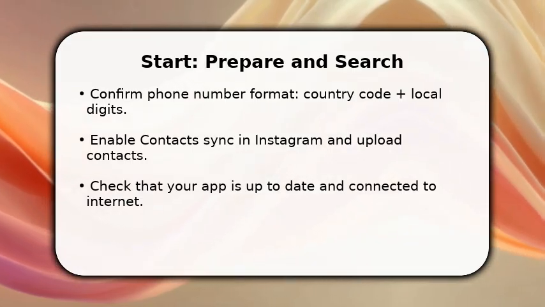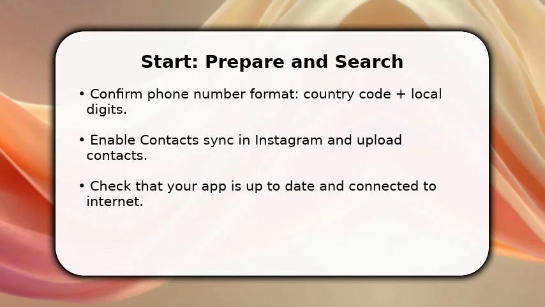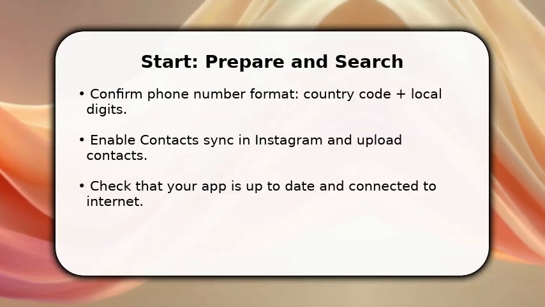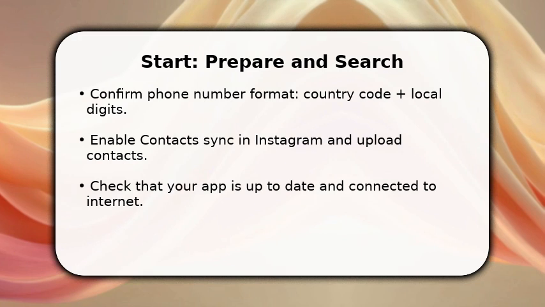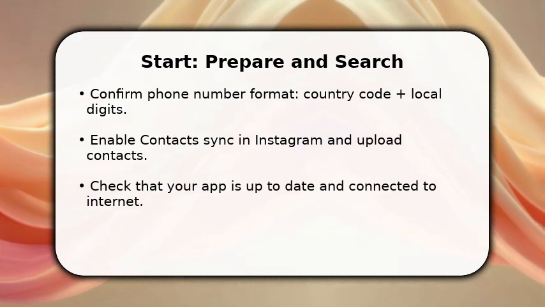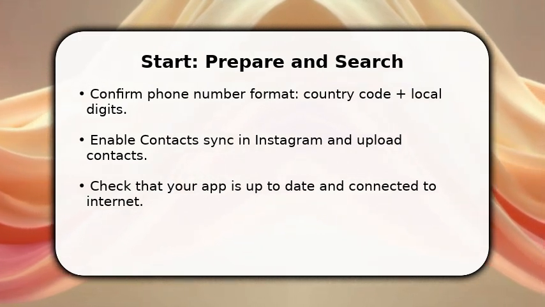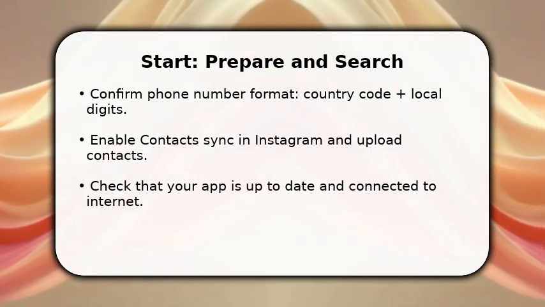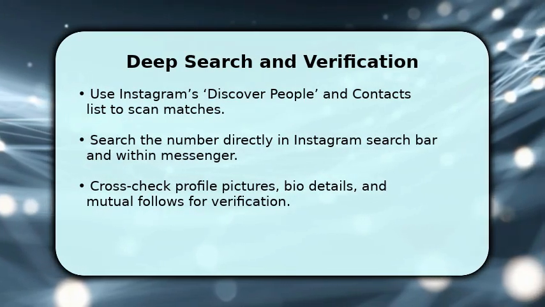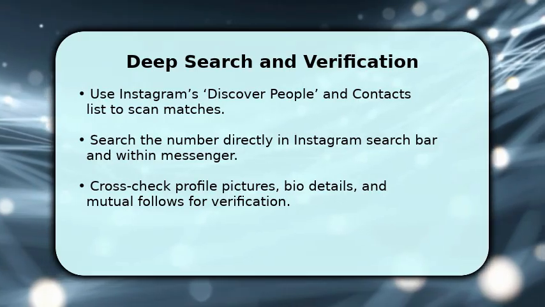Make sure your app has permission to access contacts and the network. Without that, Instagram cannot match the number to accounts. If the contact sync doesn't show a result immediately, continue by searching the number in Instagram's search field and direct messages. Sometimes saved numbers appear in chat suggestions.